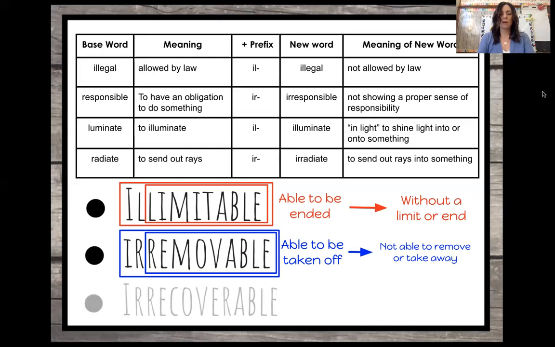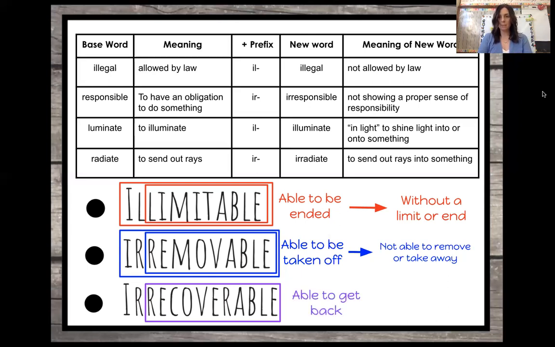And then the last word, irrecoverable. Recoverable is the base word. And when you recover something, you get it back. So if something is recoverable, it is able to get back. If you accidentally delete something, usually it's recoverable, you can get it back. When I add the prefix ir, I know that I'm going to change the meaning to the opposite. So this word must mean irrecoverable, must mean not able to get back or recover.